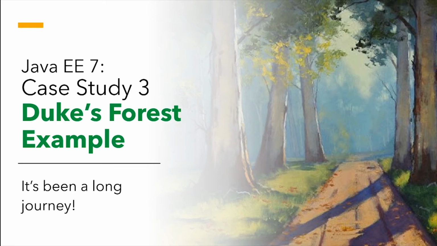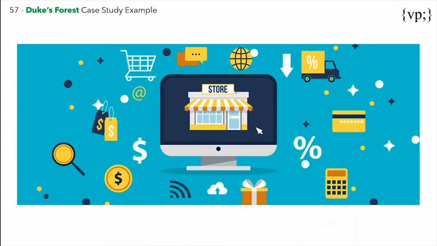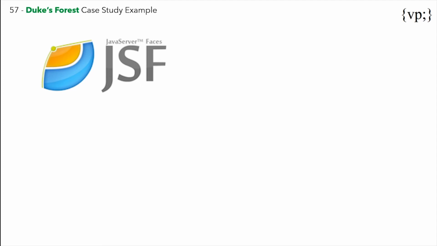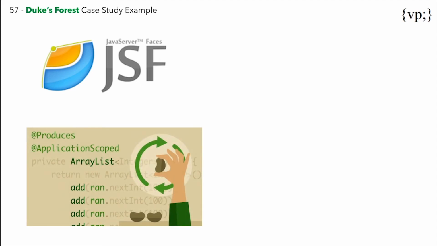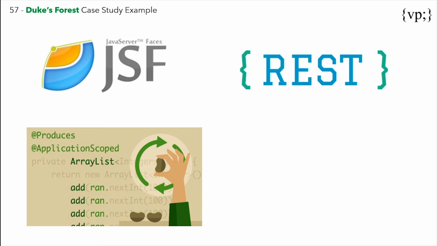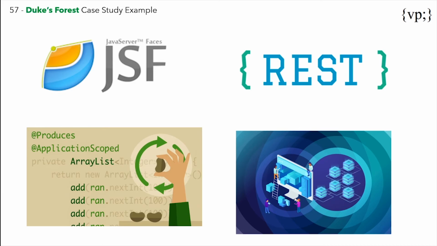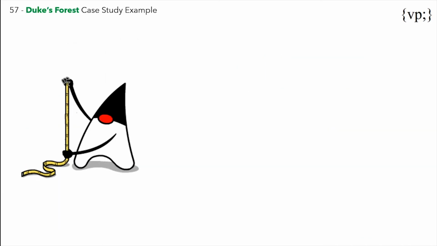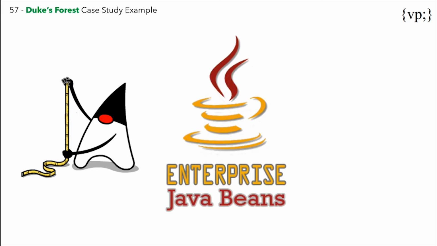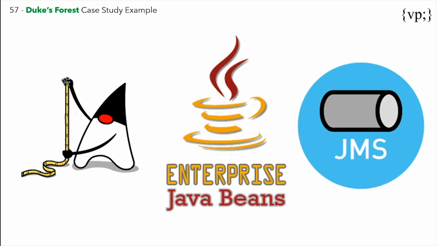So in this tutorial we'll be talking about Duke's Forest, which is a simple e-commerce application that contains several web applications and illustrates the use of multiple Java EE7 APIs. So we have JSF, context and dependency injection for Java EE, Java API for RESTful Web Services or JAX-RS, Java Persistence API, JPA, Java API for Bean validation, and EJB technologies, as well as JMS.